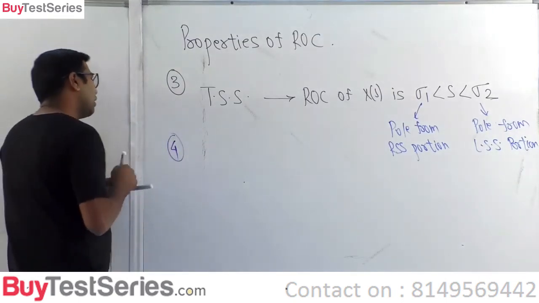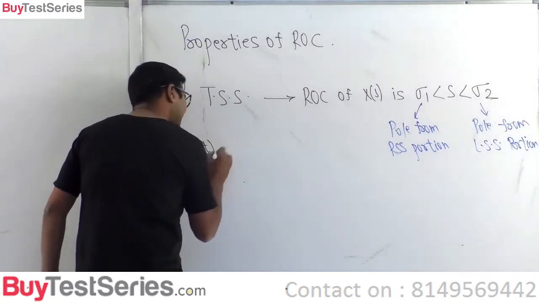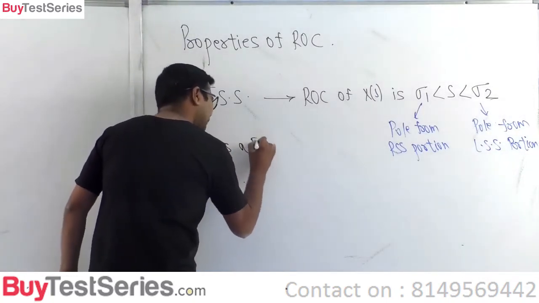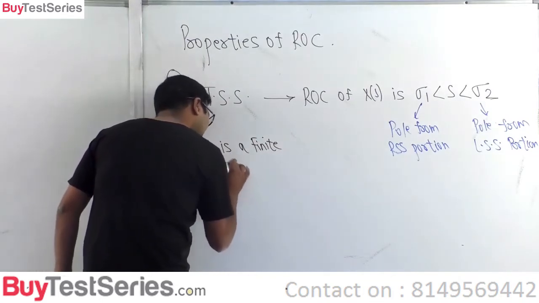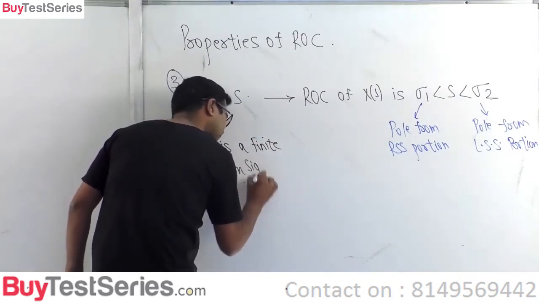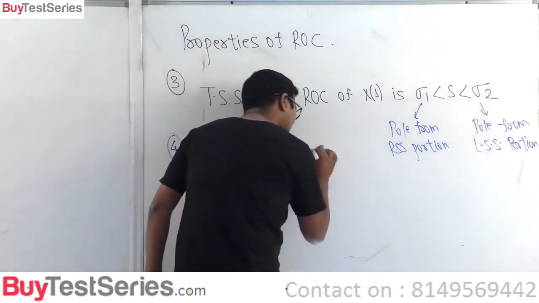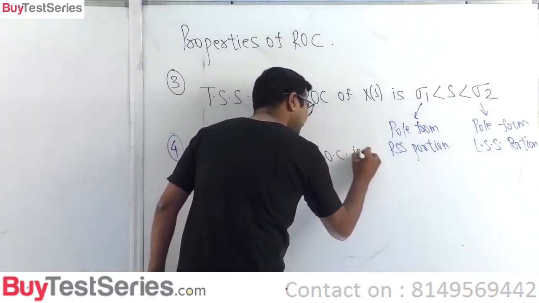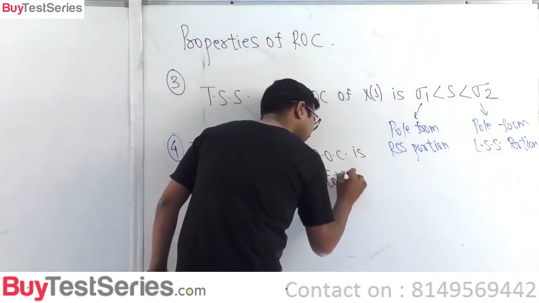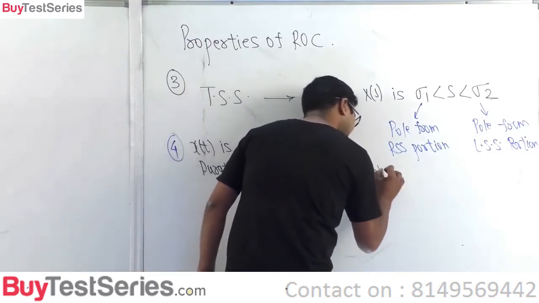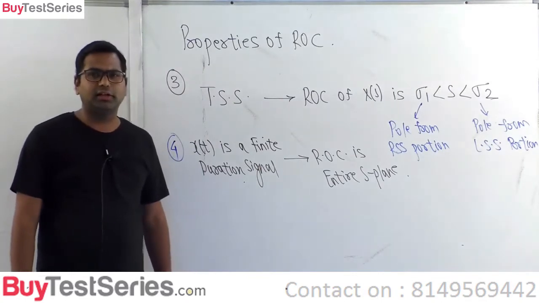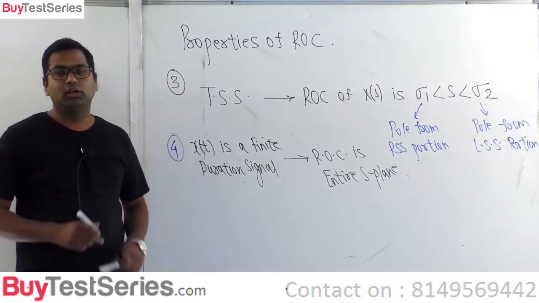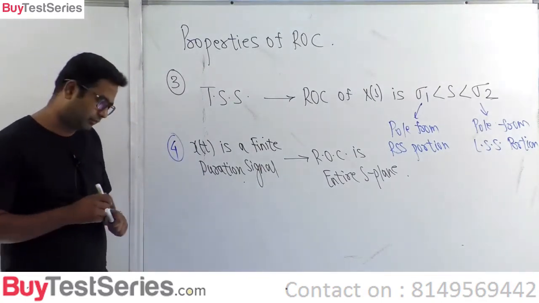Fourth, what if x of t is a finite duration signal? If x of t is a finite duration signal, then ROC is the entire s-plane. If x of t is a finite duration signal, then ROC is the entire s-plane.